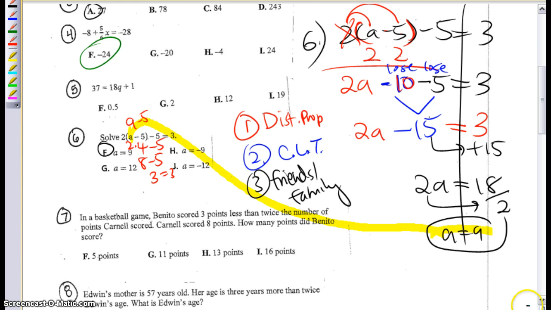Okay, let's look at number 7. I'm going to do that over here. F.